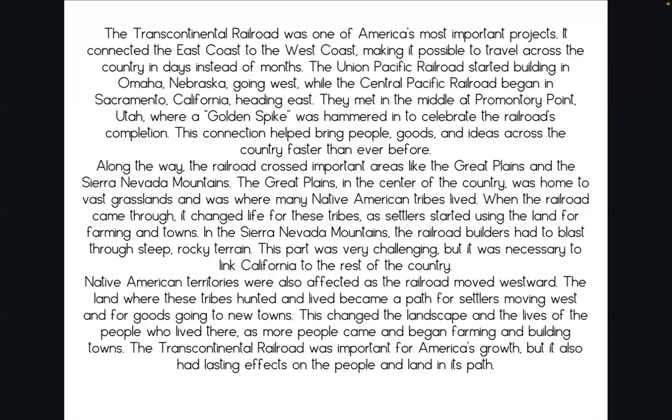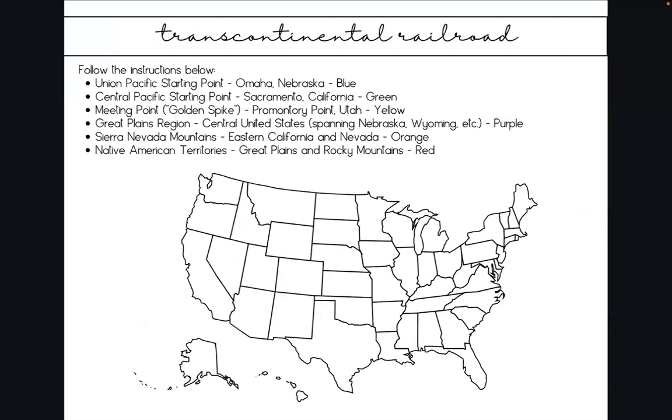So that gives us some background knowledge and the significance of each point that I want you to identify. I want you to identify the Union Pacific starting point, which was in Omaha, Nebraska, and I want you to mark it blue. I want you to do the Central Pacific starting point, which is in Sacramento, California, and mark it green.